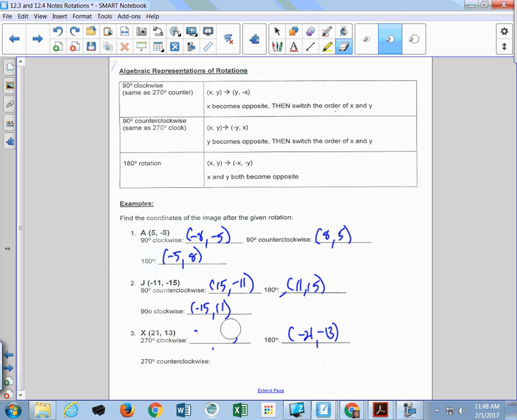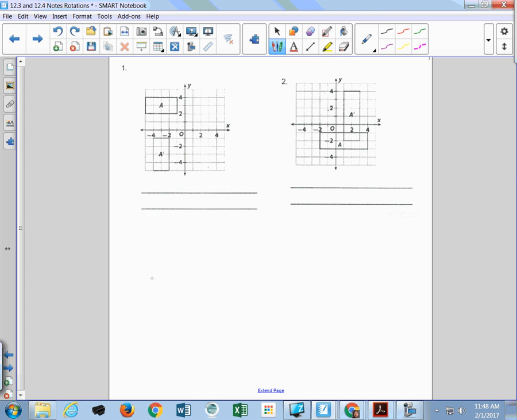I did this one wrong. This one's going to change the Y to its opposite, so that's negative 13 and 21. This one is 13 and negative 21. All right, I had those backwards. All right, now back page.